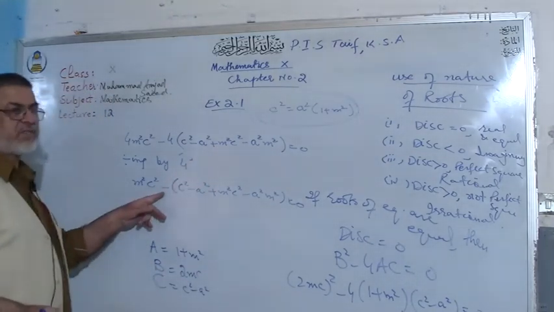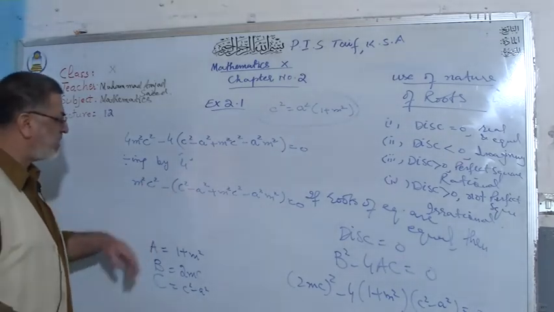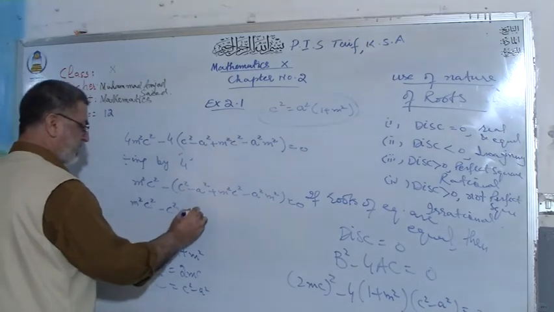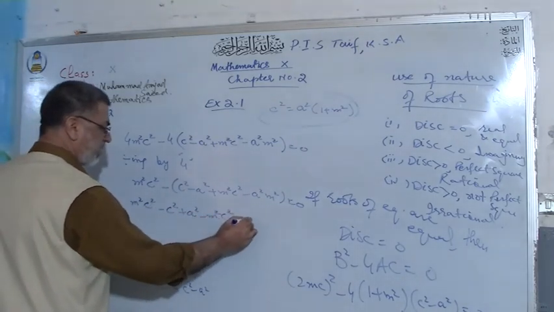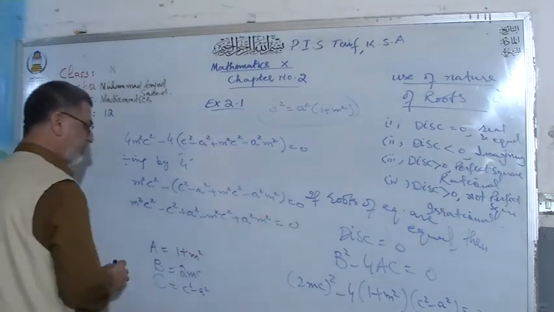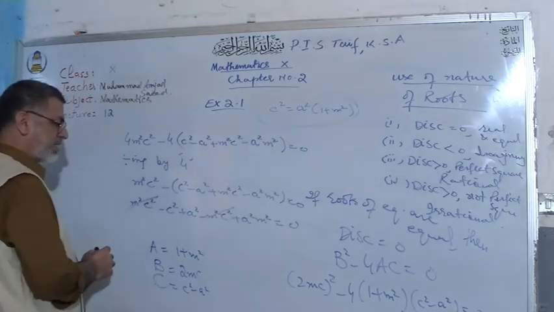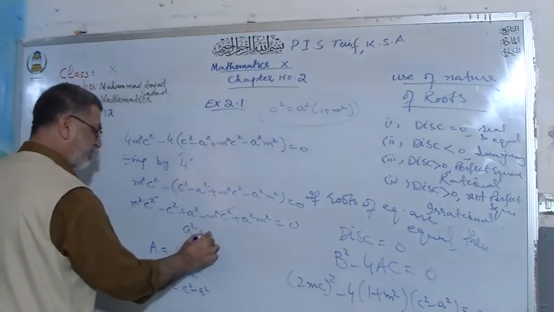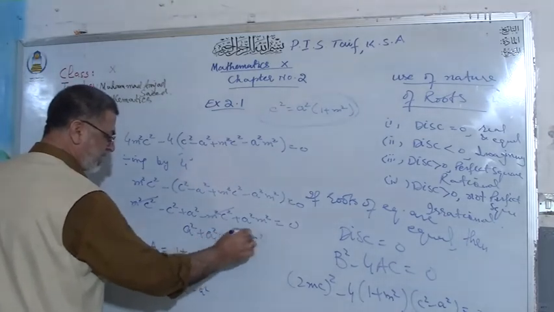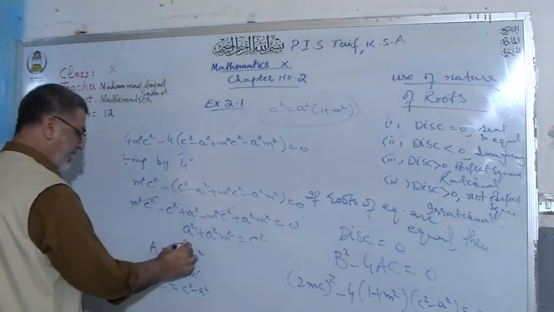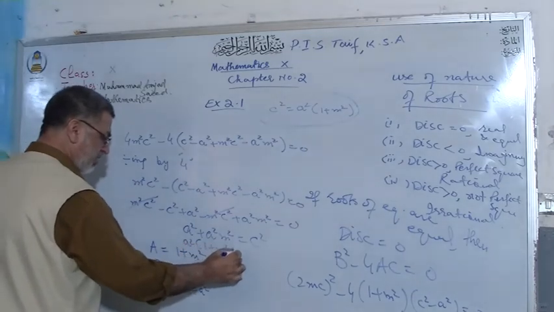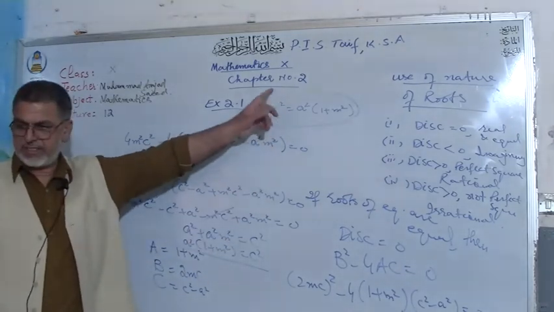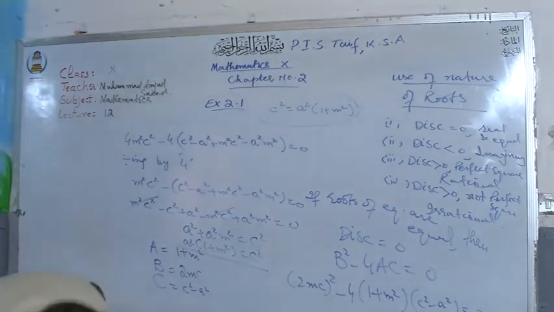And you know that there is a negative sign outside, so there will be a change of sign inside. m square c square minus c square plus a square minus m square c square plus a square m square is equal to 0. m square c square and m square c square cancel out. You will take c square on the other side. a square plus a square m square is equal to c square. Take a square common. So c square is equal to a square into 1 plus m square. That is your answer. I hope that you understood this question.